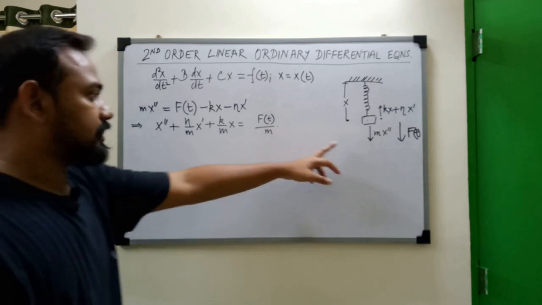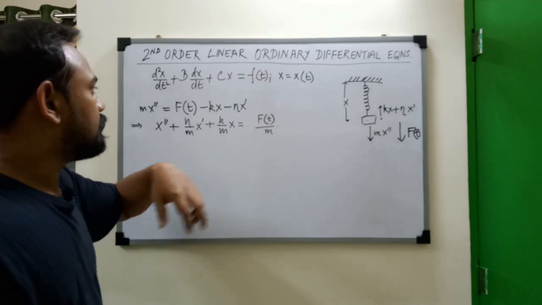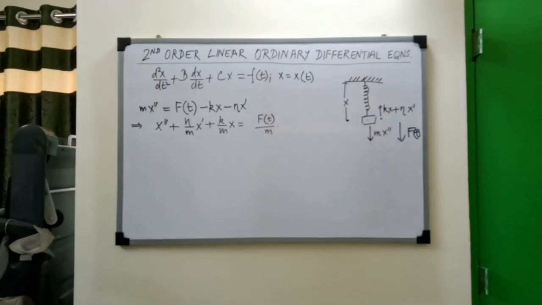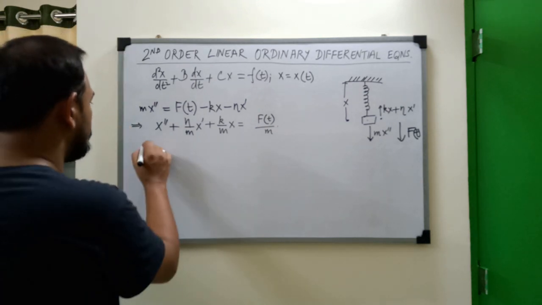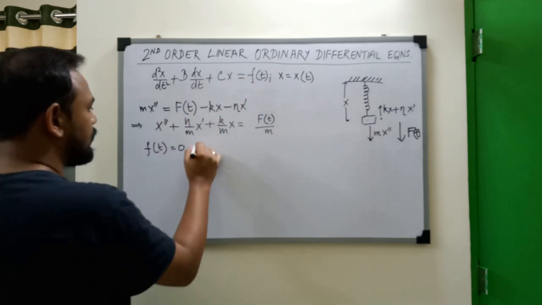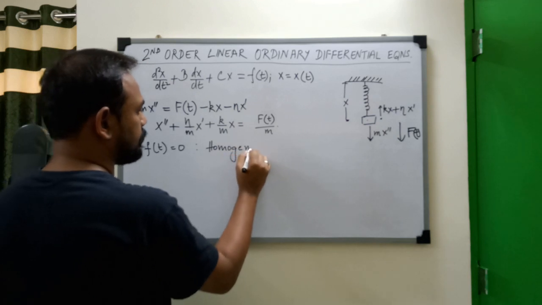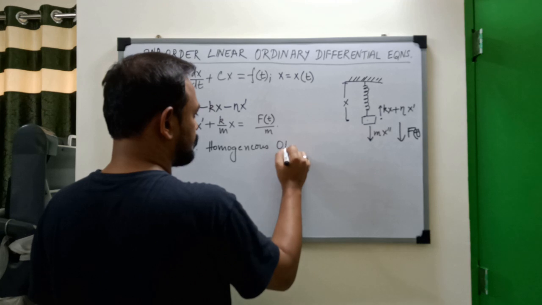Now, if you don't have this external force, then this right-hand side will be zero. Then it would be a system on its own without any external influence. And that would be called a homogeneous or a null differential equation. So if f(t) is zero, the right-hand side is zero, in that case, this would be called a homogeneous second order ordinary differential equation.